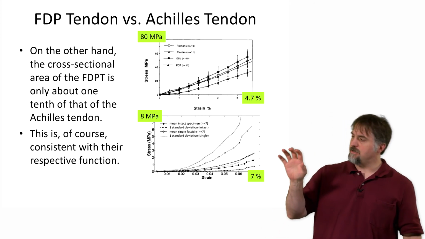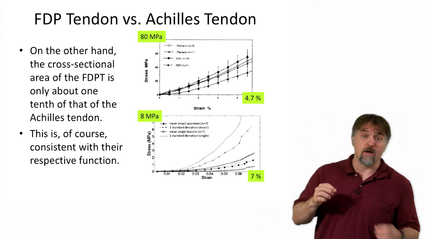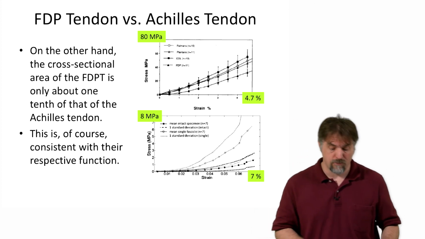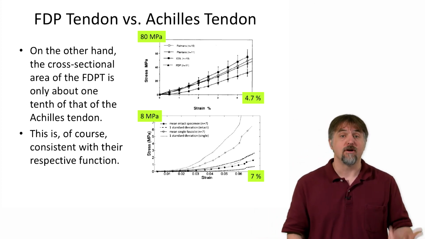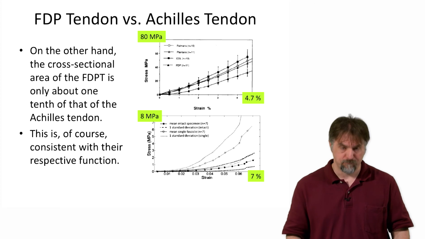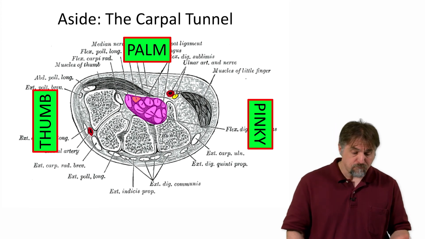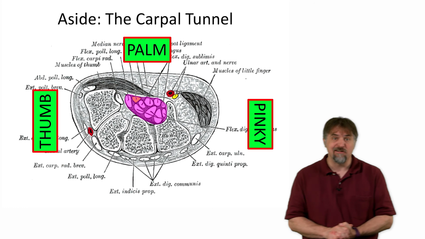The FDP has to be able to curl with your finger. So again, we want it to be very, very thin, very low cross-section, very flat, but very stiff so it can still transmit forces. Okay. We're going to do a couple quick asides now.